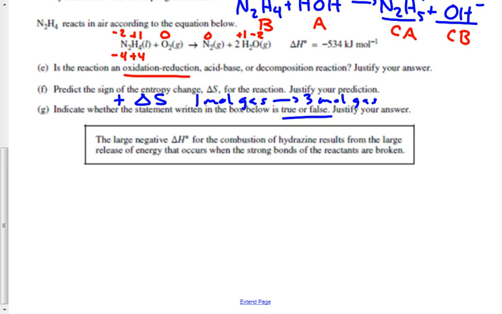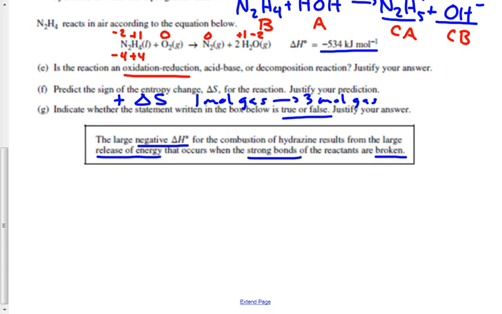So it says the large negative change of H for the combustion results from the large release that occurs when the strong bonds of the reactants are broken. True or false? You really have to analyze it. What I underline is key. It's not whether it's a negative H. False, it's a positive one? Oh, you missed the mark. It is negative. That's not the issue.